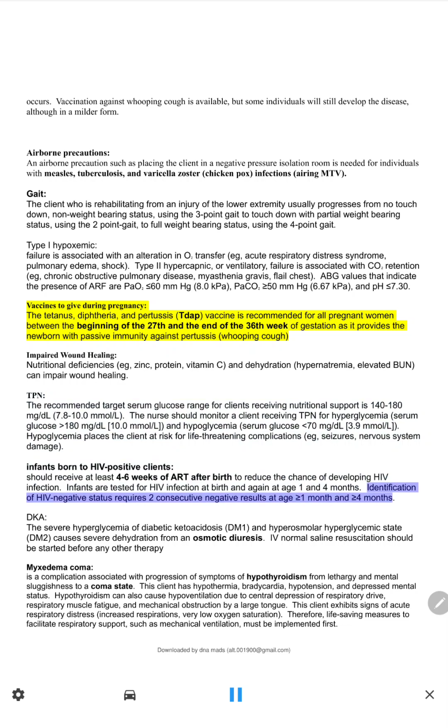Identification of HIV negative status requires 2 consecutive negative results at age greater than or equal to 1 month and greater than or equal to 4 months.